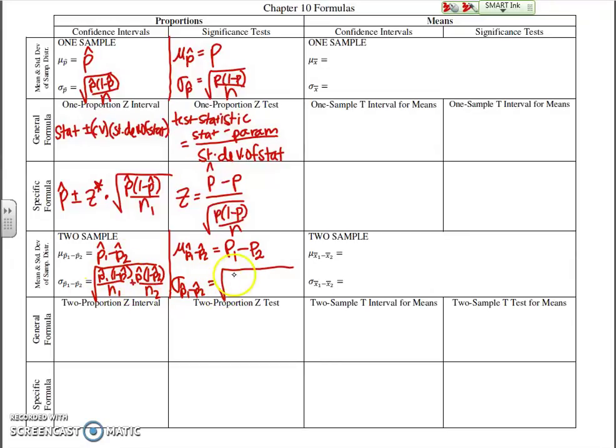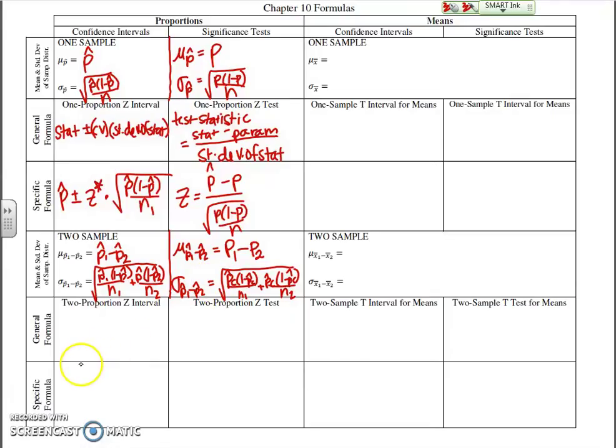Remember, this is where we have to combine the p-hat. So we use p-hat c times 1 minus p-hat c over n1 plus p-hat c times 1 minus p-hat c over n2, because we are assuming that there is no difference between the two parameters. So we have to use the p-hat c version. So those are the two biggest differences between confidence intervals and significance tests.